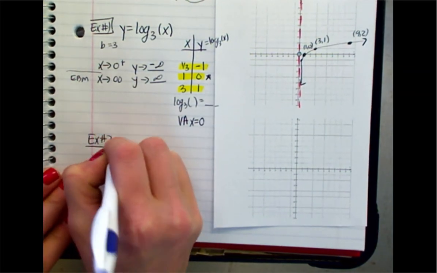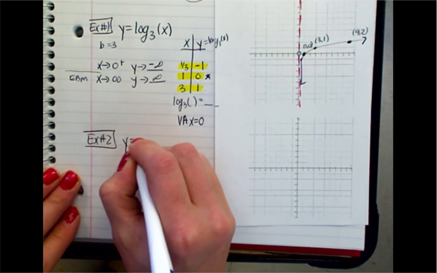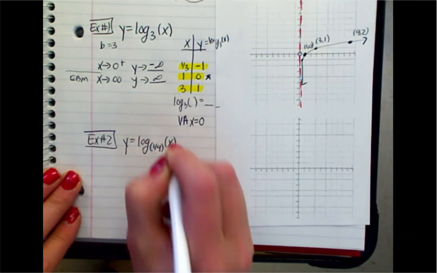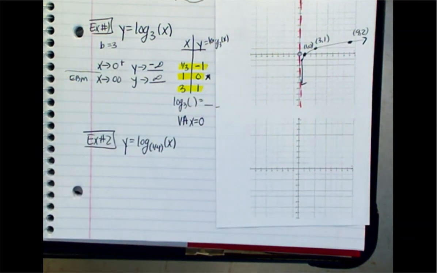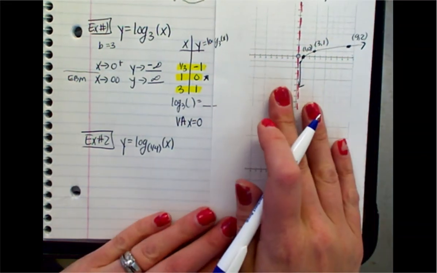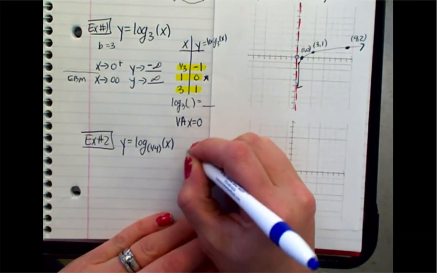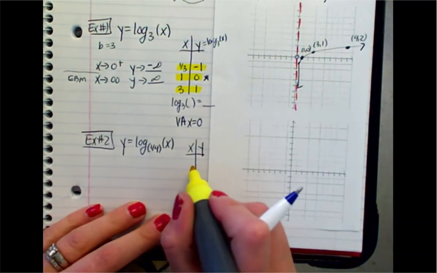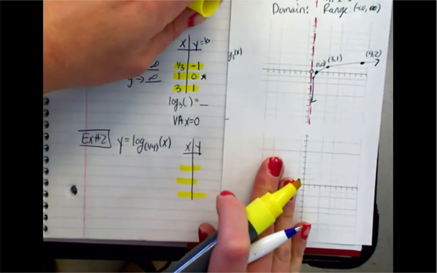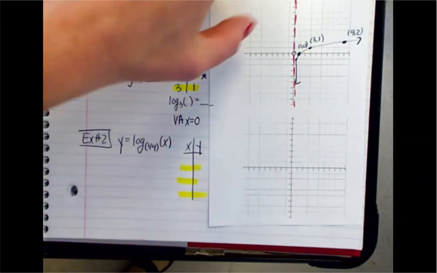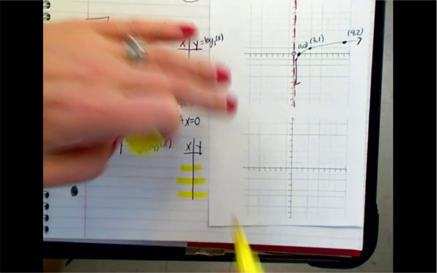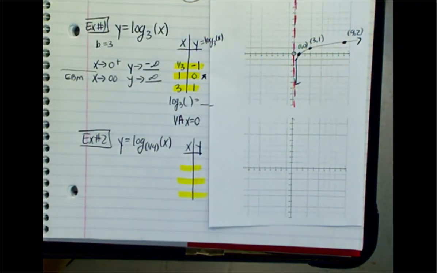Example number 2, and then we'll do some transformations. Log base 1/4. Okay, my base is 1/4. How is that going to affect your graph? You still need, let's go with 3 points. We're not really sure about our graphing yet. Let's do 3 points. It's 1/4 is your base.